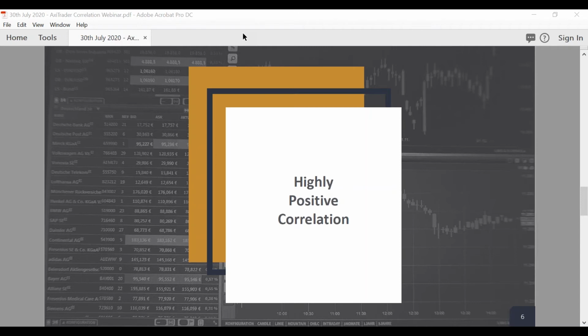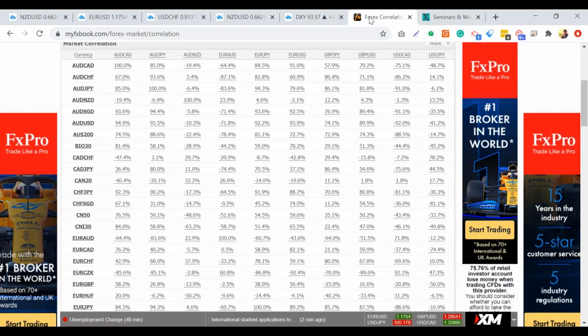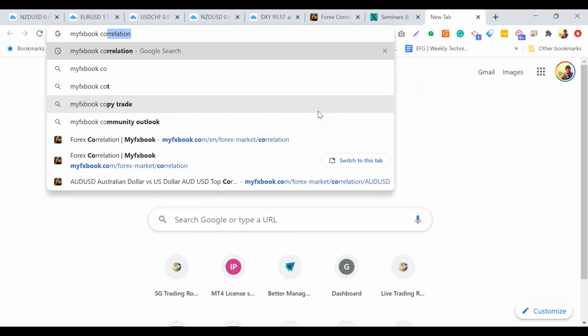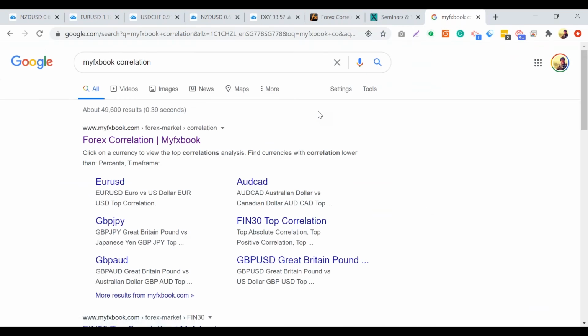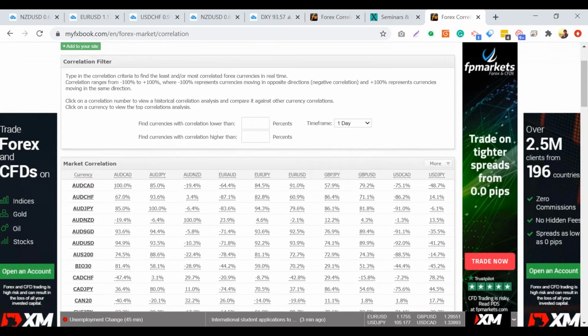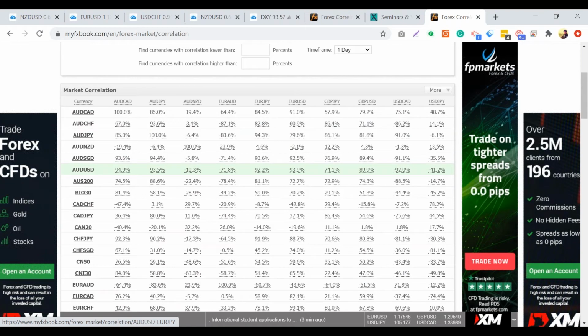Now, highly positive correlation. I'm going to show you one of my favorite websites, and it's called MyFXbook. All you need to do is search for MyFXbook correlation on Google, and you see this link over here. You can click on it, and this is the MyFXbook correlation table.